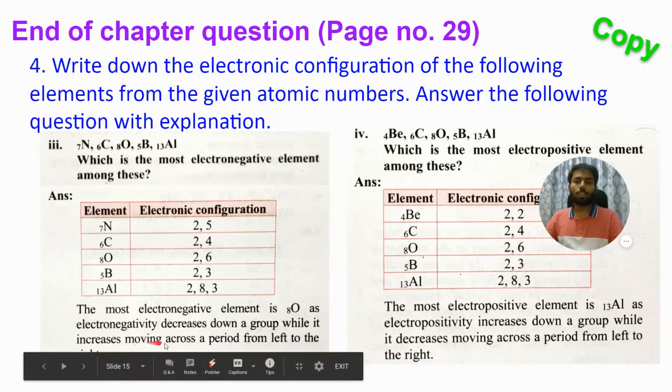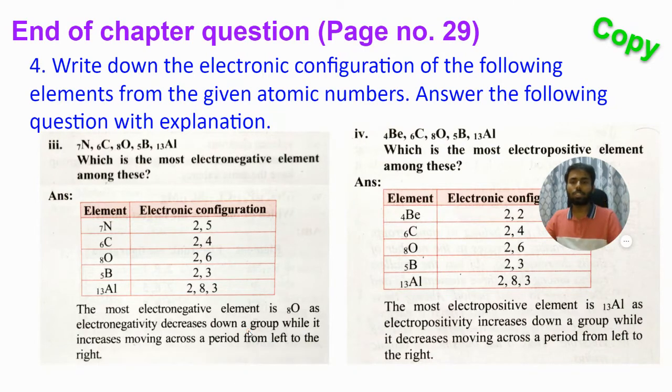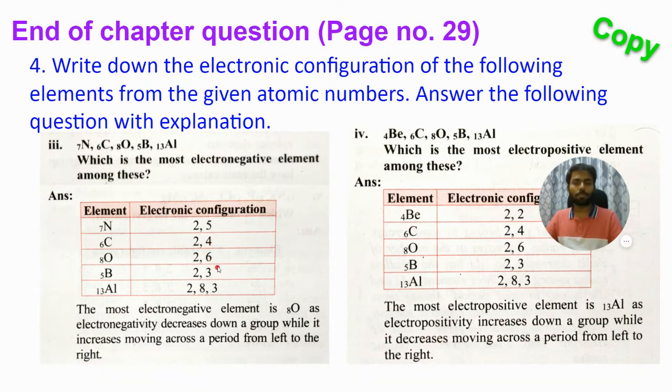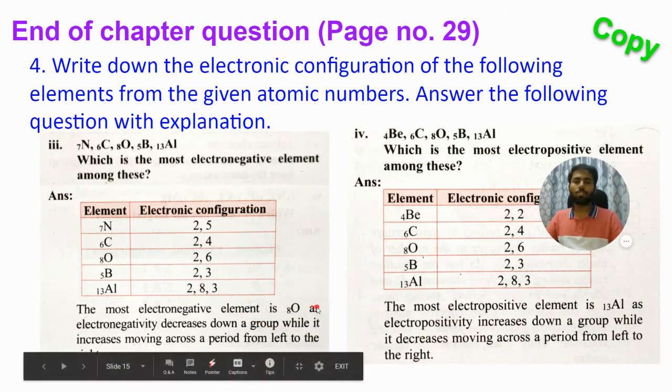it increases moving across a period from left to right. So as you move from left to right, the electronegativity increases. So सबसे right में कौन सा है? सबसे right में oxygen होगा, right? Because it has the most number of electrons in last orbit. So that is why it must be at the right side of the periodic table. And as you move from left to right in a periodic table, you know that electronegativity is going to increase. So you wanted most electronegative. That's why you will take element which is at the right end of the periodic table. Okay. So the answer was oxygen over here.